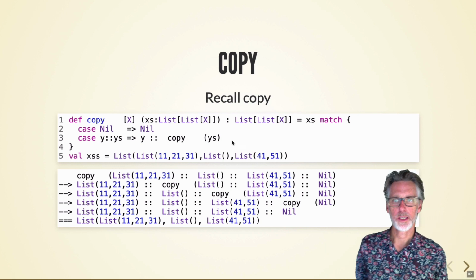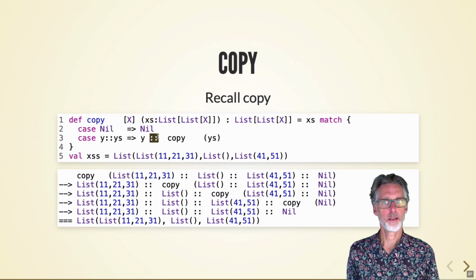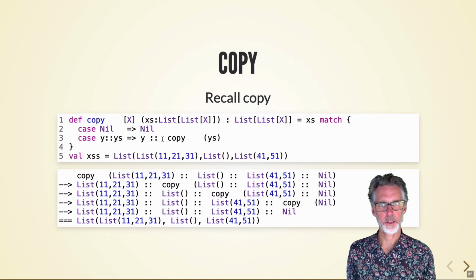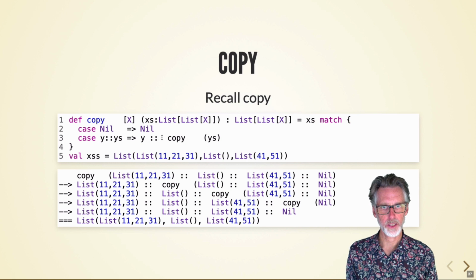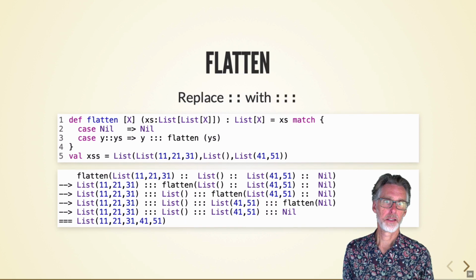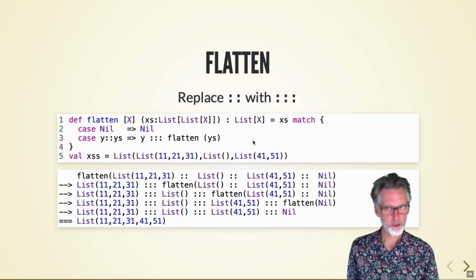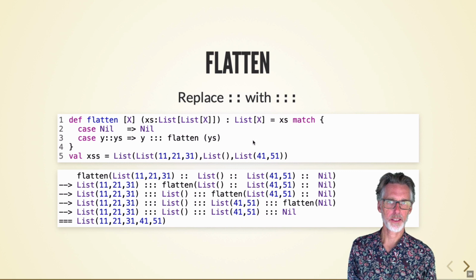What happens here, though, if we replace this cons operation with Scala's append? So syntactically, all we need to do here is replace the double colon with the triple colon. And what this is going to do is change the resulting type of the list. So instead of returning a list of lists, I will return a list. The resulting function is called flatten. And it's interesting to note that the only difference here is that I've replaced cons with append.